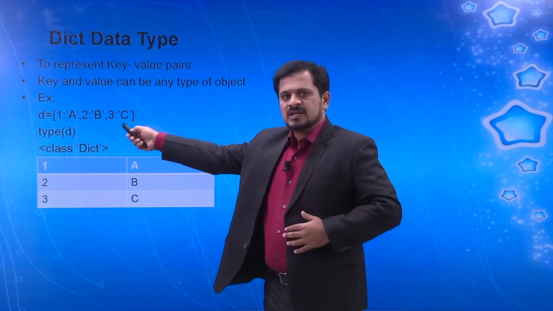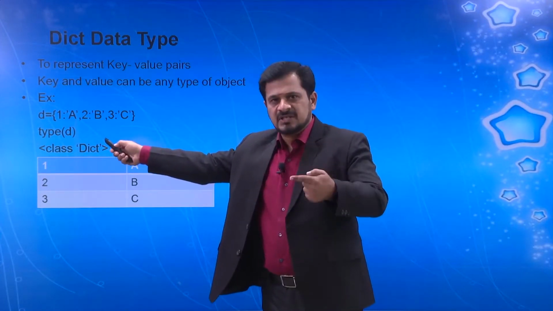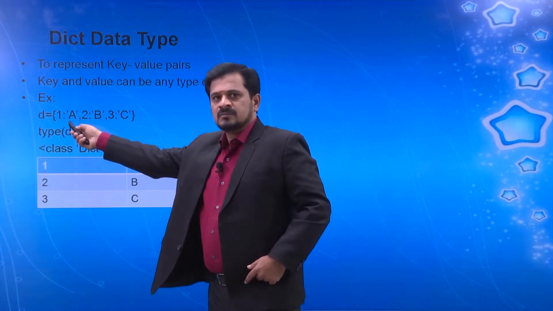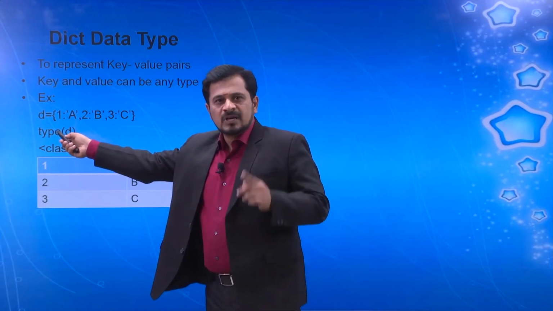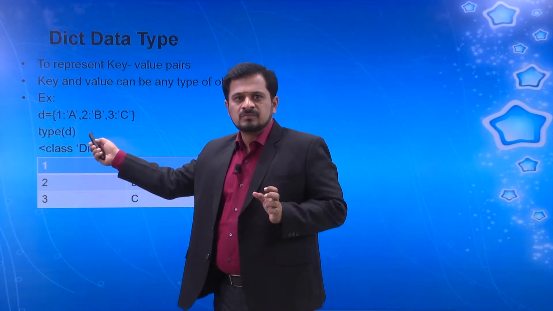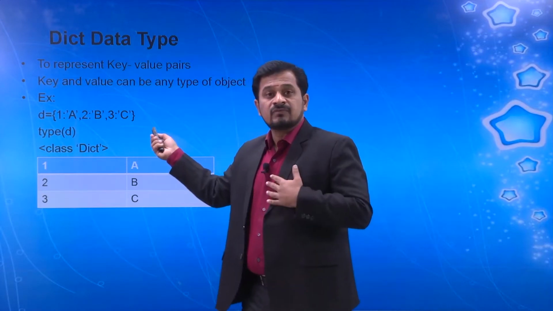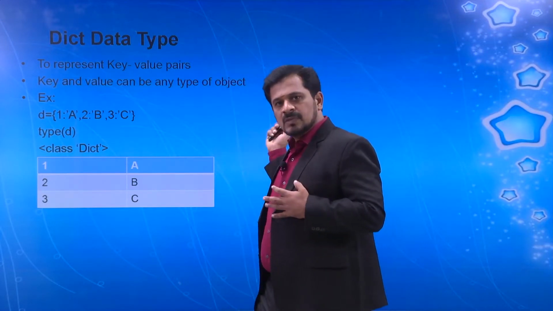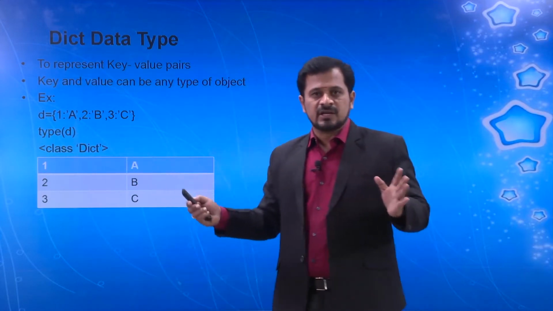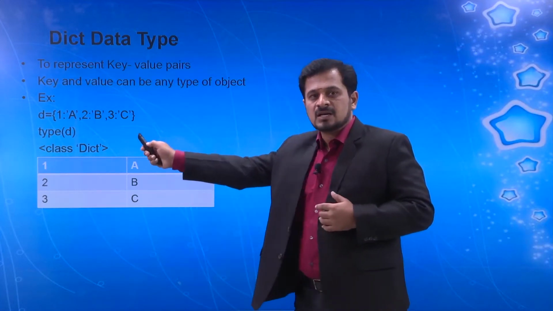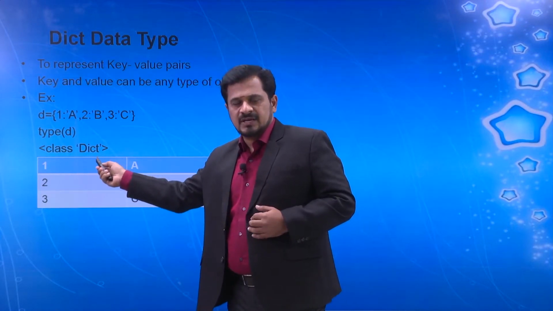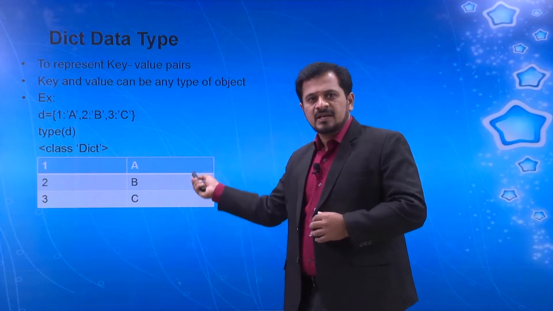This example is d. Now, I am going to declare one data type d, where d is an identifier. 1 colon a, where 1 is a numeral value and a is a string value, and then comma, 2 colon b, 3 colon c. If I want to have 4 colon d, 5 colon e, that is also allowed. Now I want to see what type it belongs to. I am saying that it is a dictionary data type. Now I want to check it in my Python compiler: type d, and it shows that the class is dict.